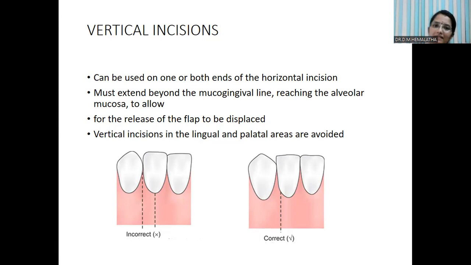The major points which you should note when you are giving a vertical incision are that vertical incisions are not given at the midline of the papilla, the papilla is not dissected, and a vertical incision is not given on the major convexity of the root surface. So the vertical incision is always directed towards the line angles of your tooth, as you can see in this picture.